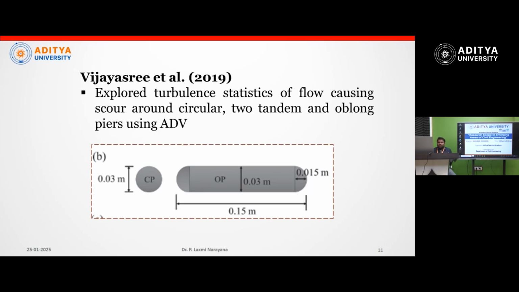That's why if you see any bridges while traveling by train, you can see many bridge piers looking like oblong shape, not circular or rectangle or trapezoidal. So oblong is a very famous shape. We can reduce the turbulence and reduce the flow separation. The boundary layer separation is very important. Where we have less boundary layer separation, there we can have less scour. That is the understanding.